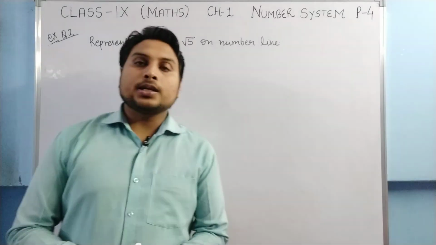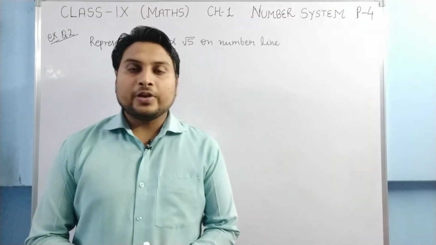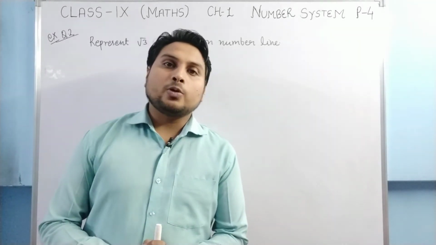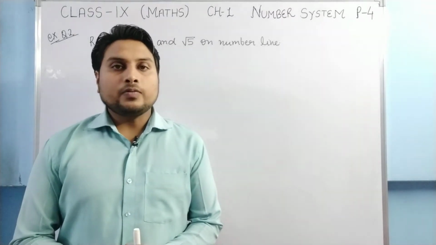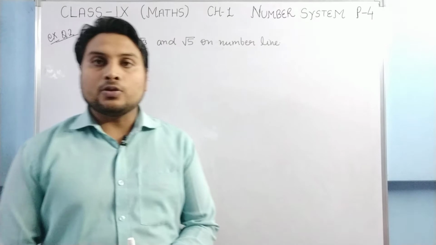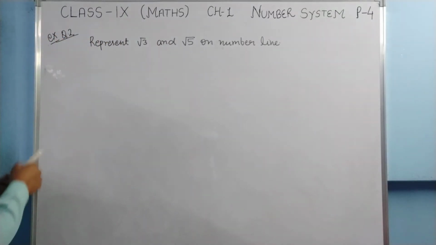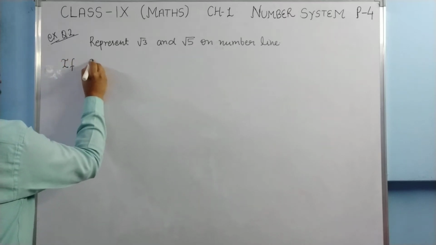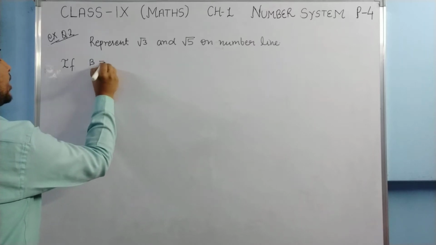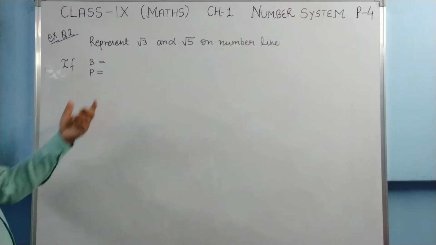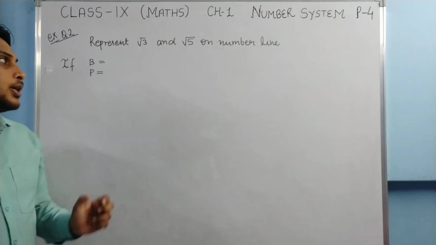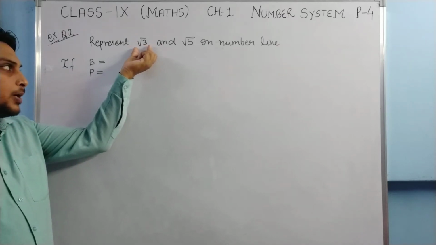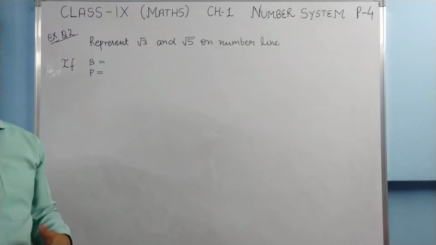Now students, here is another example question where we have to show under root 3 and under root 5 on the number line. Firstly I am going to show under root 3 on the number line, and then we will see how we can show under root 5 also on the number line. So firstly let us represent under root 3. Again the procedure is the same. We have to take the values of base and perpendicular such that they follow the Pythagoras theorem, and in the place of hypotenuse the value under root 3 should come.